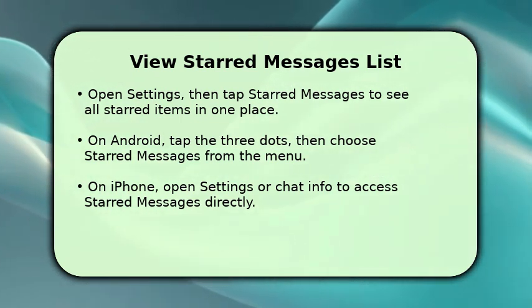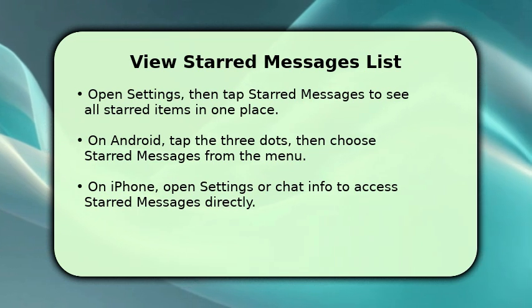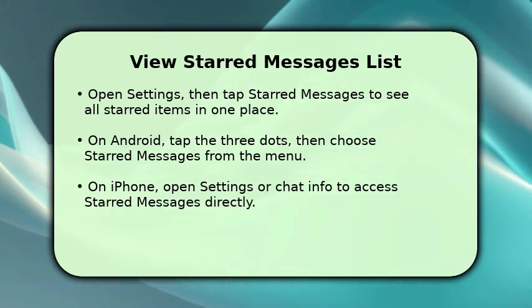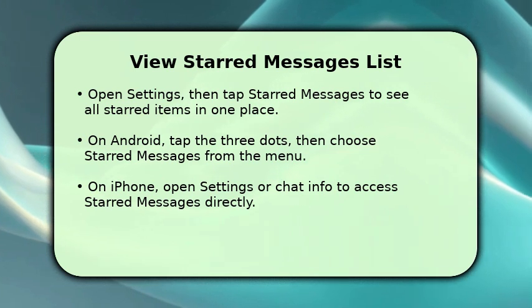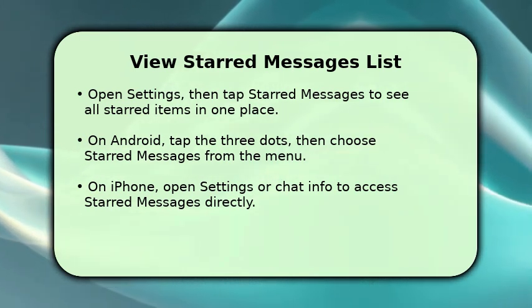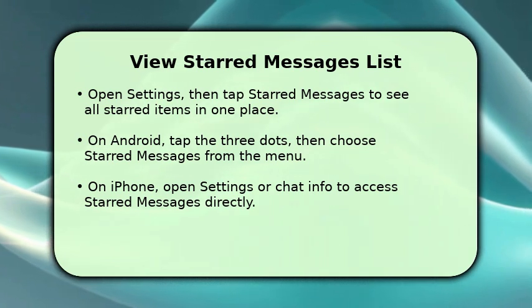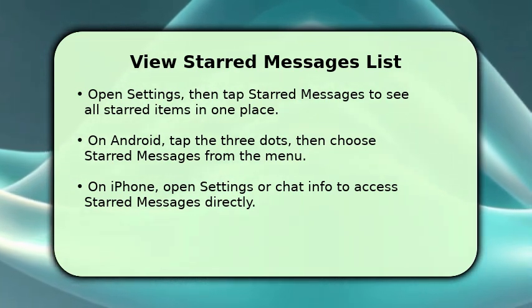On iPhone, go to Settings and select starred messages or open chat info for that conversation. Tap any starred item to jump directly to its place in the chat. Use this list to manage, forward, or unstar messages efficiently.